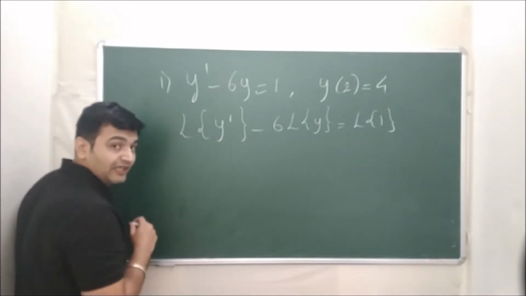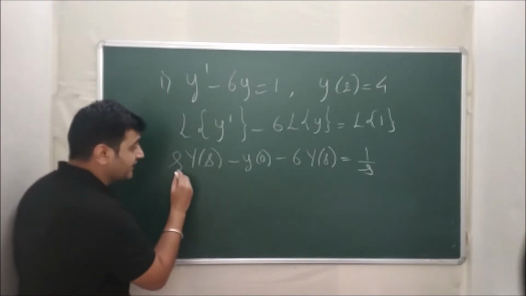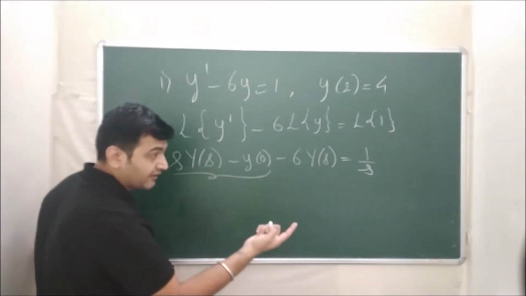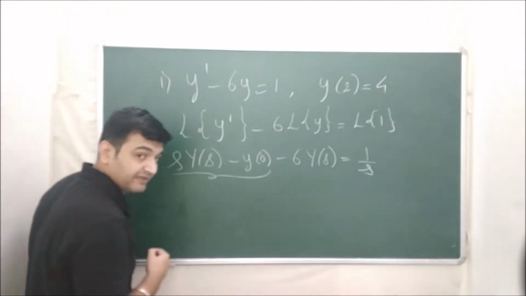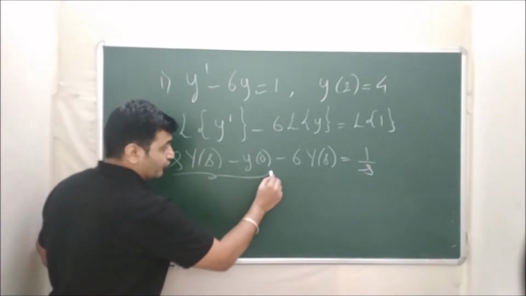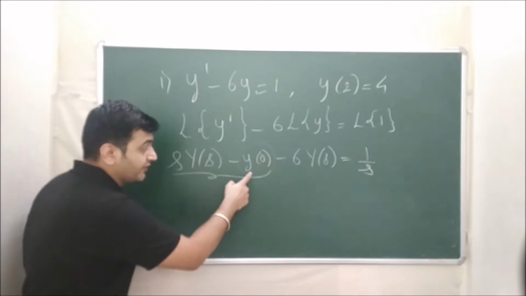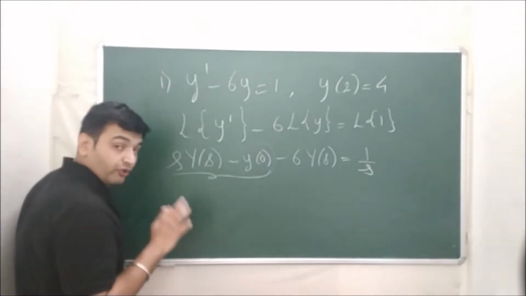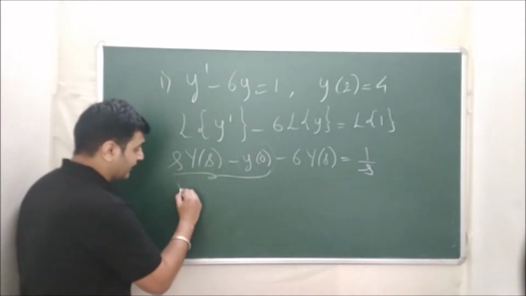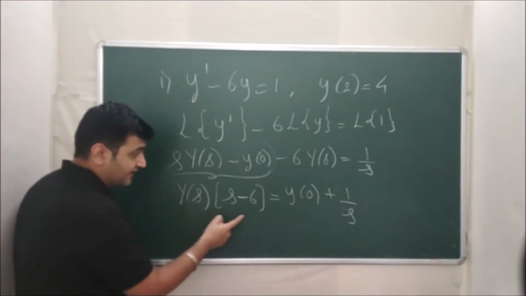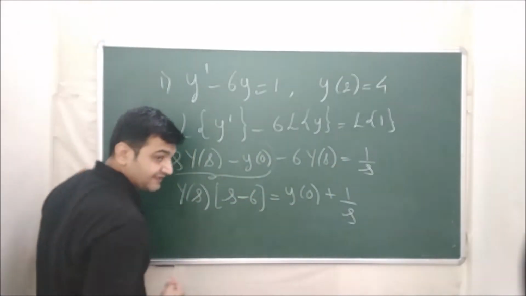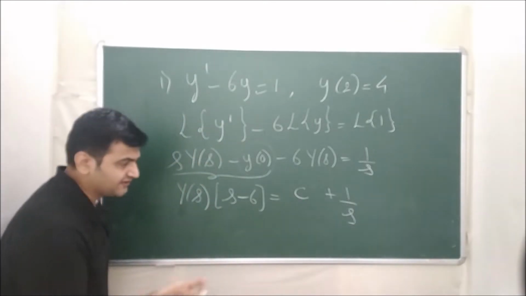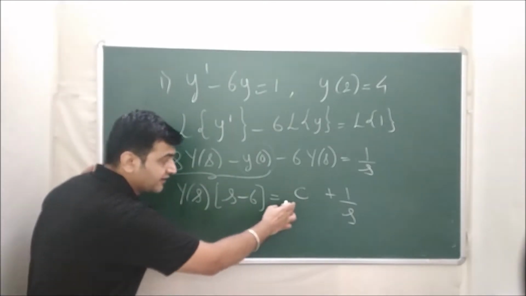Now what is the formula for Laplace of first derivative? It is s times Y of s minus y of 0. What is Laplace of y? We denote it by capital Y of s. And what is Laplace of 1? It is 1 by s. Now this quantity I don't know. In my last lecture, this quantity was known to you, but now y of 2 is given to you and not y of 0. So you keep this as it is. You take Y of s common: Y of s times (s minus 6) equals y of 0 plus 1 by s. For simplicity, let me call y of 0 as c, instead of writing y of 0 again and again.